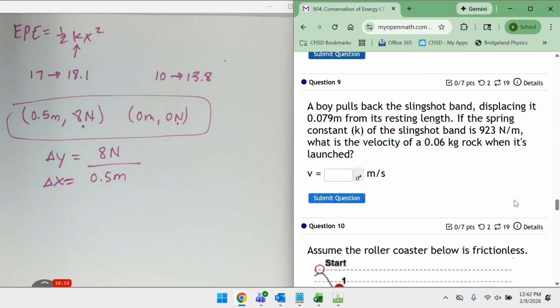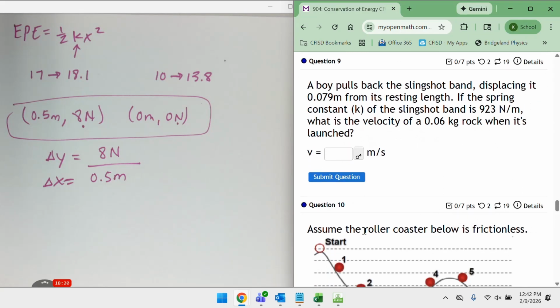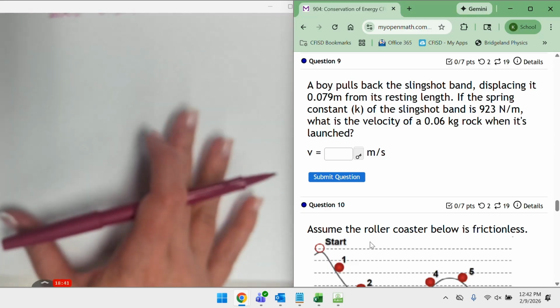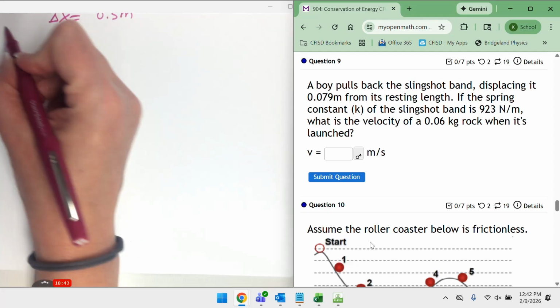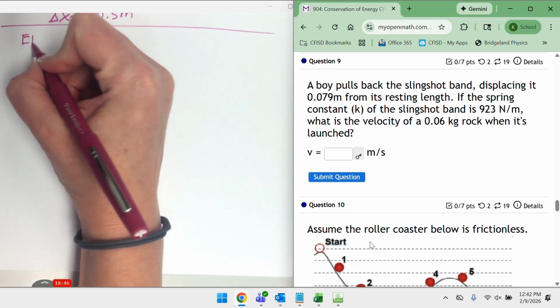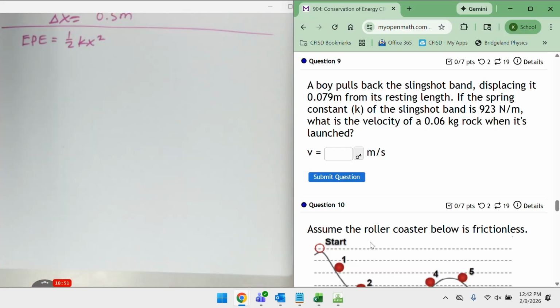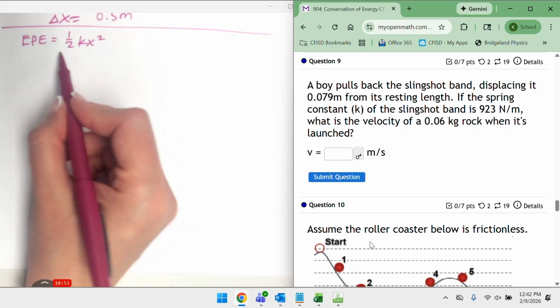Okay, moving on to question 9. This one says, a boy pulls back on the slingshot band, displacing it 0.079 meters from its resting length. If the spring constant of the slingshot band is 923 newtons per meter, what is the velocity of a 0.0 kilogram rock when it's launched? So, again, this is looking at the elastic potential energy equation. Again, the formula for that is EPE equals 1/2 kx squared. Okay, and this time though, they're not actually looking for any of this stuff.